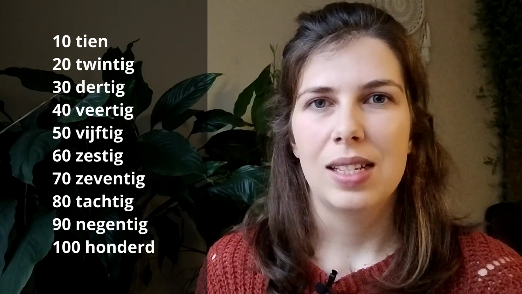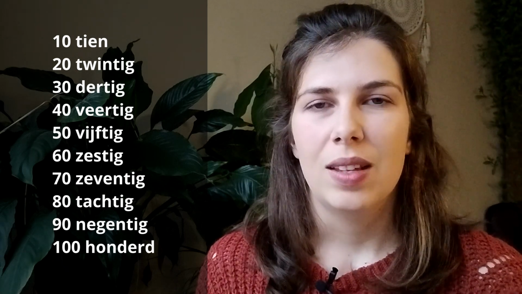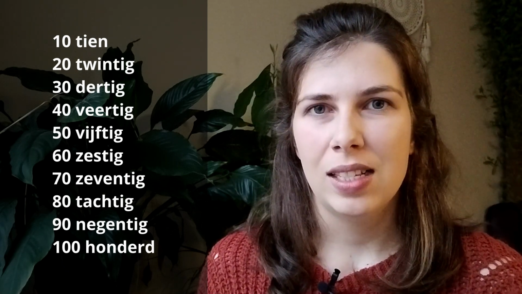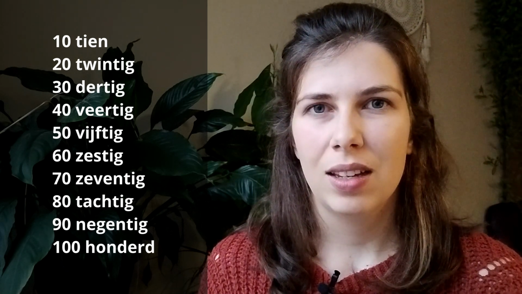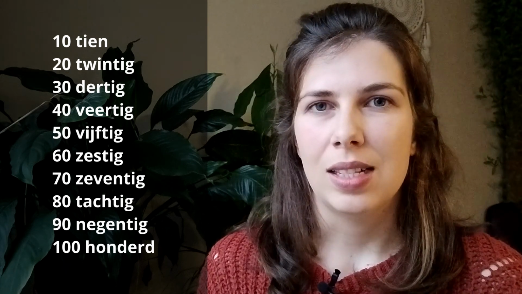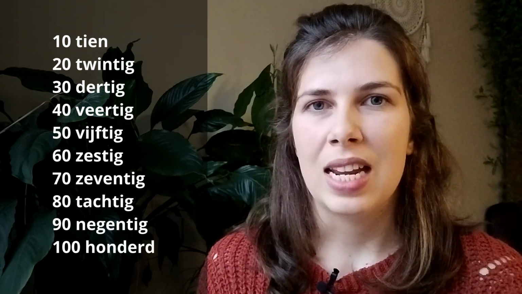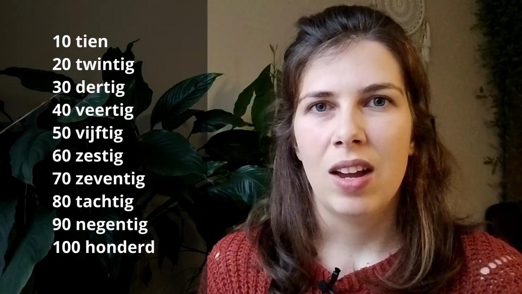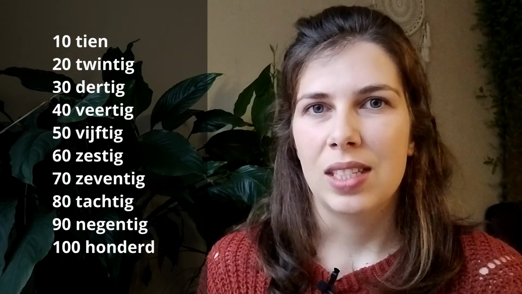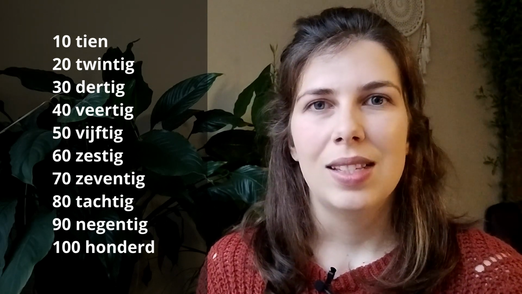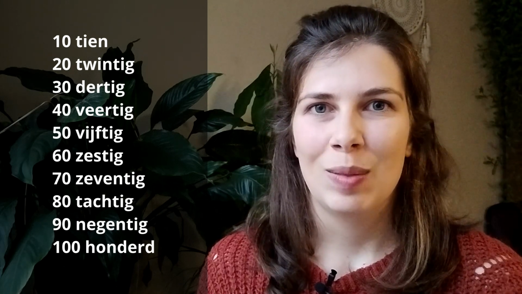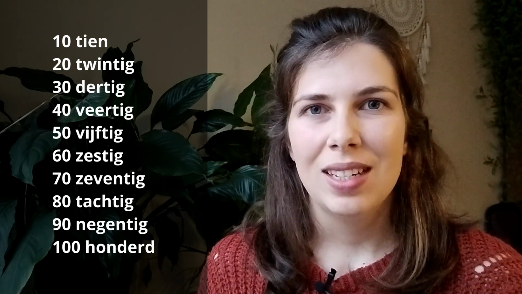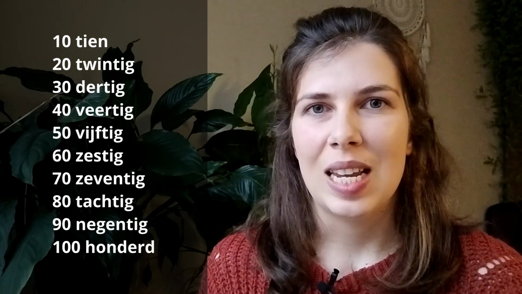Then comes 60. The Z is pronounced as an S, 60, and it stays like that. 61. 70 in Dutch is 70. This is the same as with 60. 70, 71.